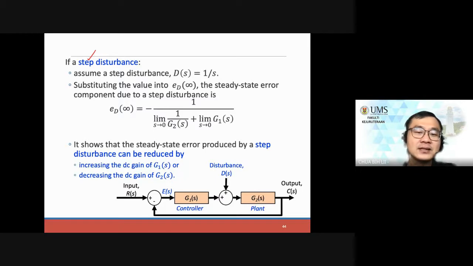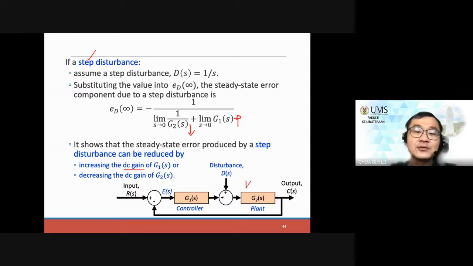So when G1 increases, this error can be reduced. But for this term, because it's 1 over 1 over, we desire this term to be reduced. The G2 term, we intend to reduce it. So meaning to say, if we intend to minimize the effect of disturbance, the error due to the disturbance, when the disturbance is in the form of a step input, then for this transfer function, if possible, we intend to reduce the DC gain.